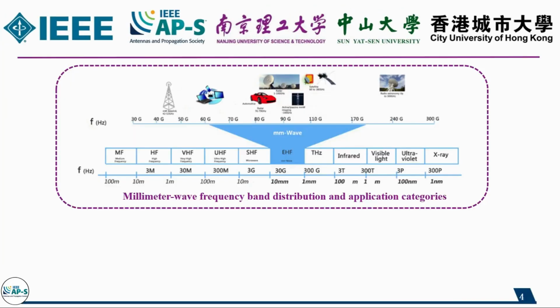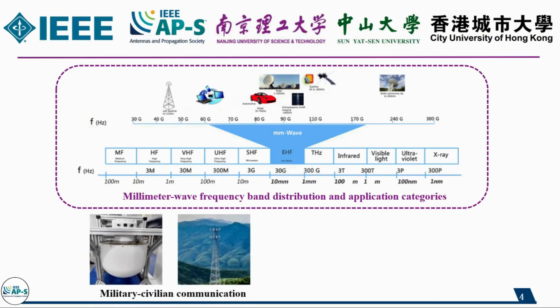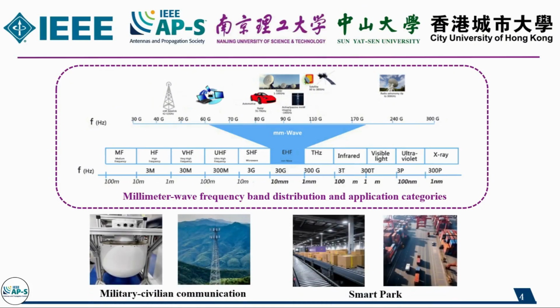First, background. In recent years, there has been a growing demand for wireless transmission technology. Within the realm of 5G communication systems, the utilization of point-to-point links necessitates antennas with high gain and low loss to counter atmospheric attenuation and transmission loss due to the millimeter wavelengths. For example, military, civilian, communication, and smart park.